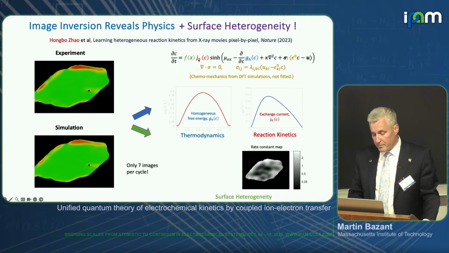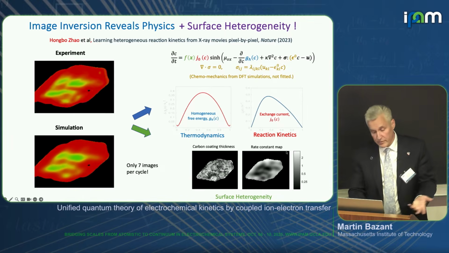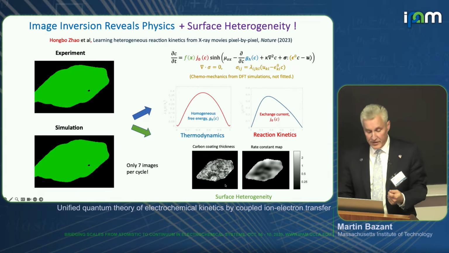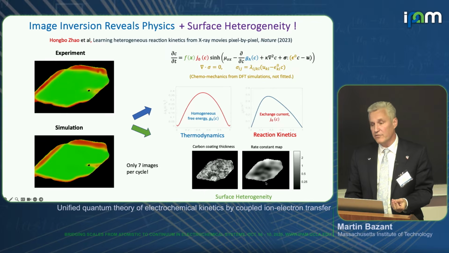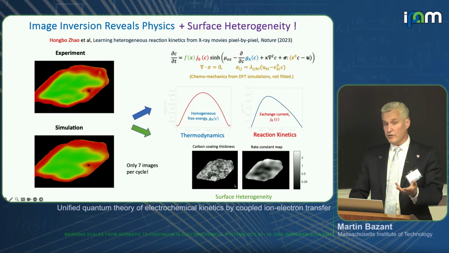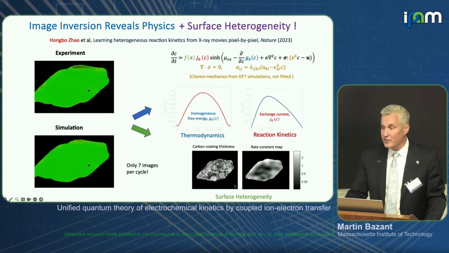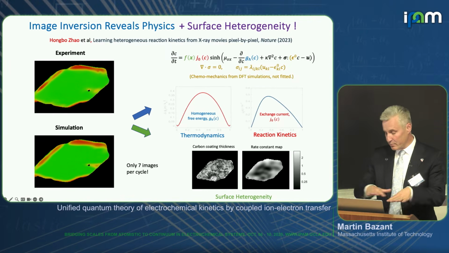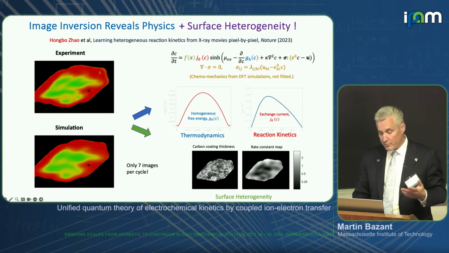Anyway, just by looking at the dynamics, we inferred a rate constant map. And then the experimentalists went back and checked that in fact the carbon coating thickness varies in a way that is consistent with our inferred variation of the reaction rate. I mentioned earlier lithium iron phosphate doesn't work with our carbon coating, and it turns out carbon coatings are actually not uniform. They can vary in thickness by a factor of 5 or so, maybe more, depending on the situation.